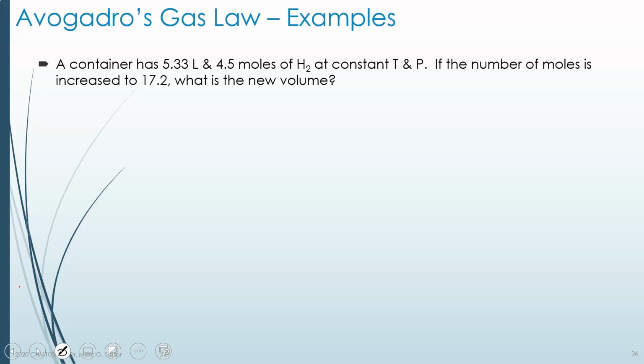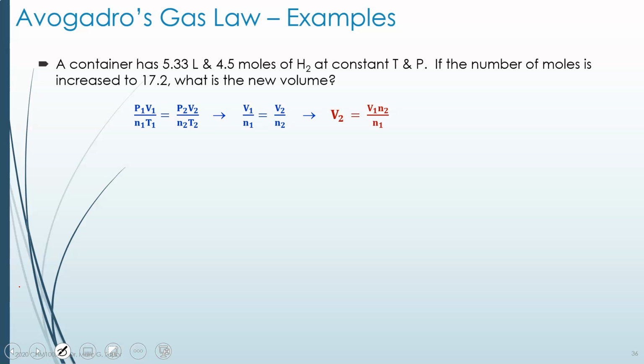So here is an example of an Avogadro's gas law problem. A container has 5.33 liters of gas, and that's 4.5 moles of hydrogen. It's hydrogen gas we're talking about. The temperature and the pressure are constant, so we're only dealing with Avogadro's law here. If the number of moles is increased to 7.2 moles, what's the new volume? So we have a relationship we know between the moles and the volume, and we're changing the number of moles, so we use Avogadro's formula.